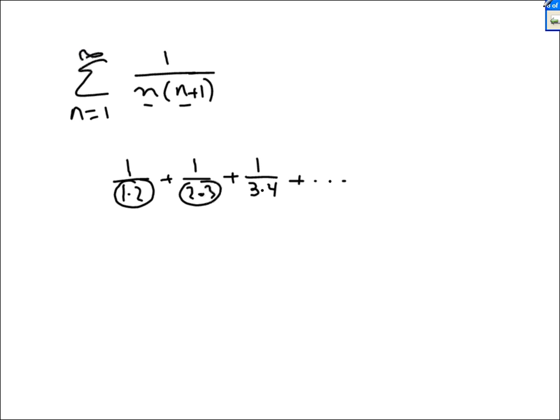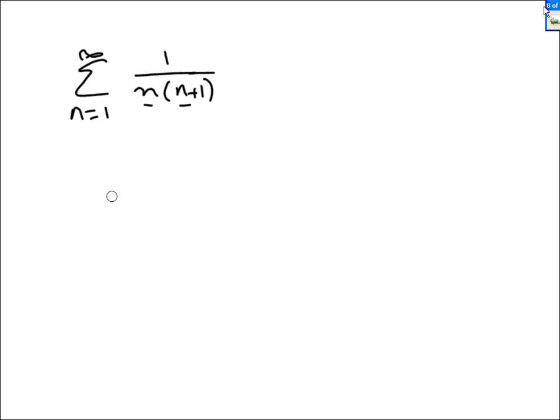2, 6, 12. We keep making the numbers in the bottom bigger. The first number got bigger, the second number got bigger. The bottoms are getting bigger. The tops are all 1. So the terms are getting closer to 0. If they weren't getting closer and closer to 0, the sum of their terms, that is their infinite series, would diverge. But if the terms are getting closer to 0, then we don't know.